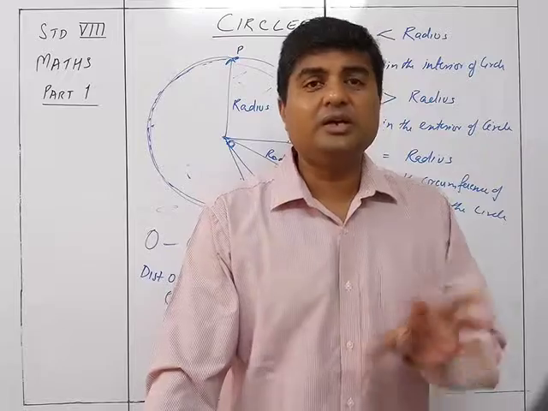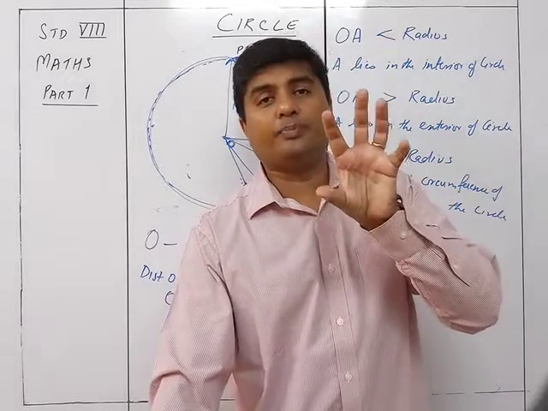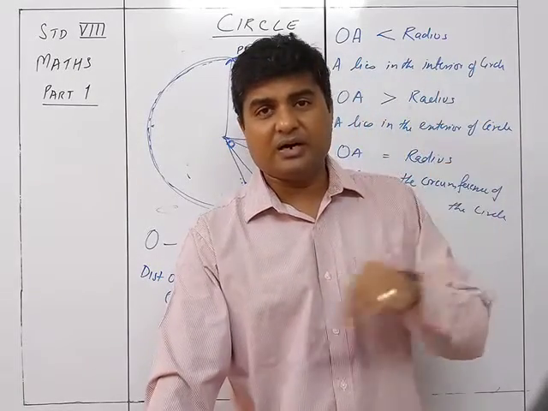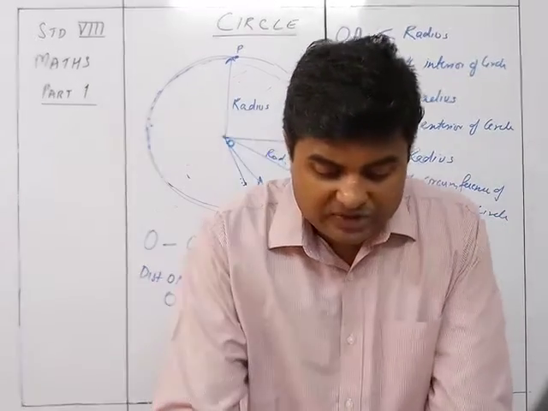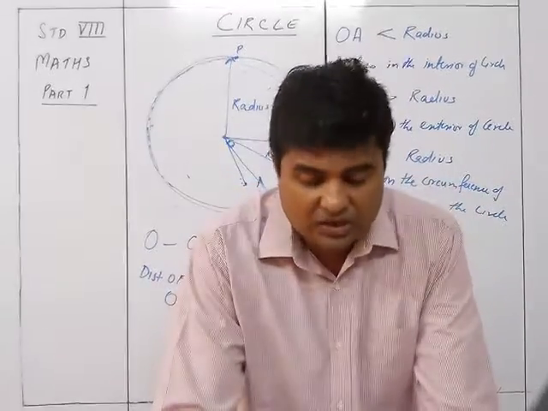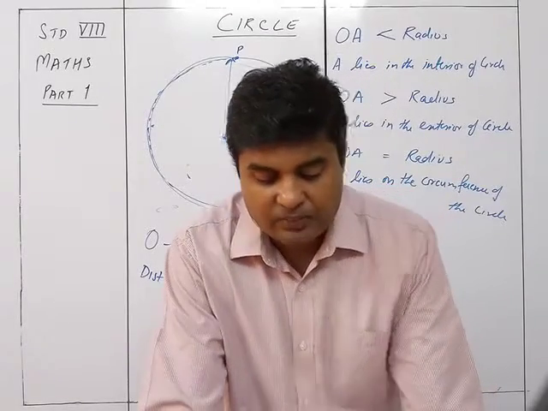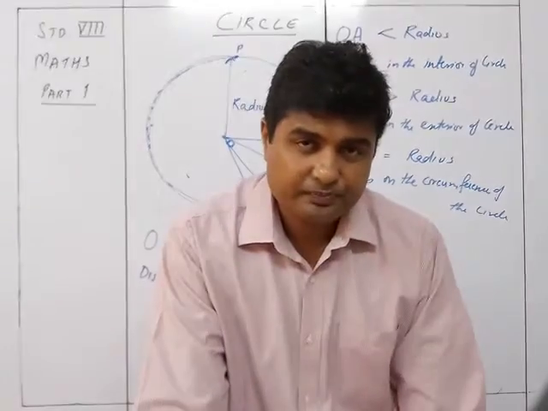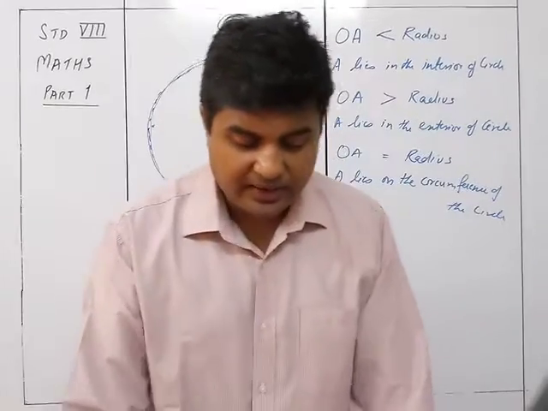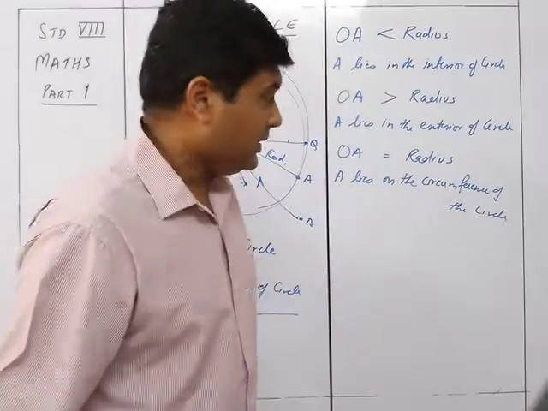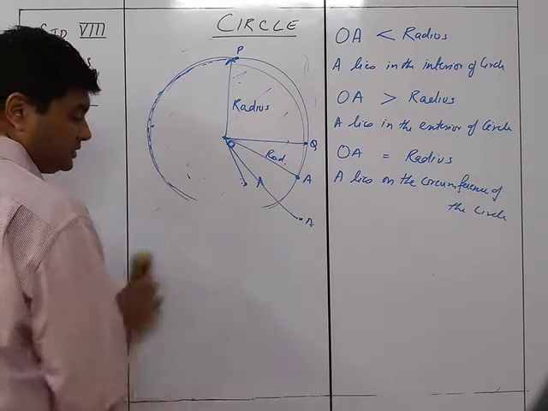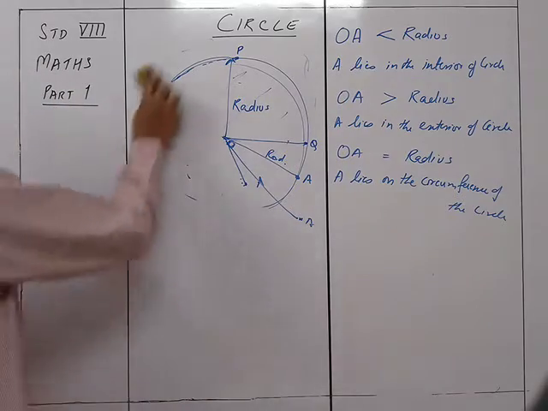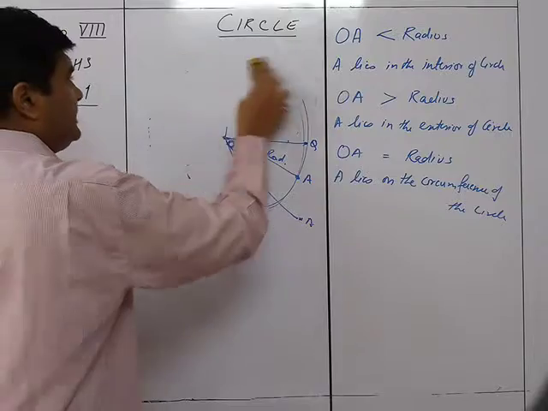What is a circular region? The circular region will be all the points which lie either on the circle or inside the circle. Okay, so this is about the circular region and circular part. Now let's see some additions to the circle, some lines which are going to pass through the circle. What are they called? So let's see the first thing.